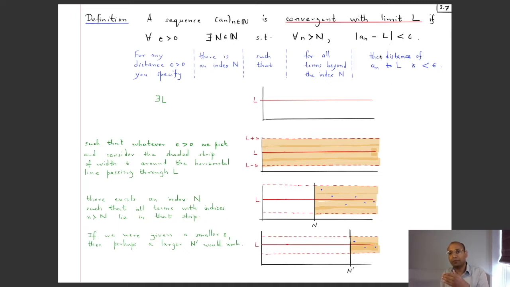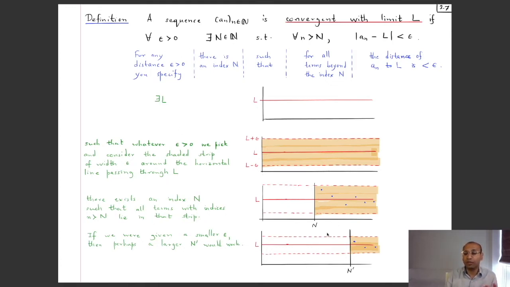That means that a_n is less than L plus epsilon, so it lies below this horizontal line, and is bigger than L minus epsilon. In other words, it lies above this horizontal line. So it lies in this strip. Saying that mod a_n minus L is less than epsilon is the same as saying that these blue dots lie in the shaded strip. And this should work with every distance you challenge me with.